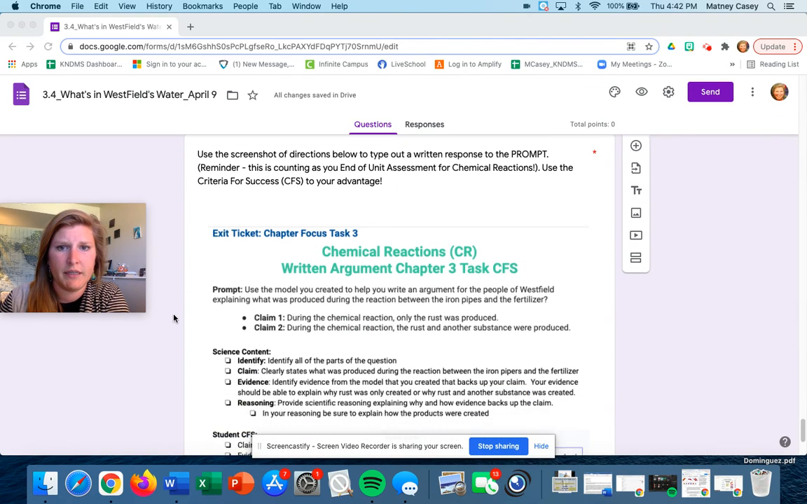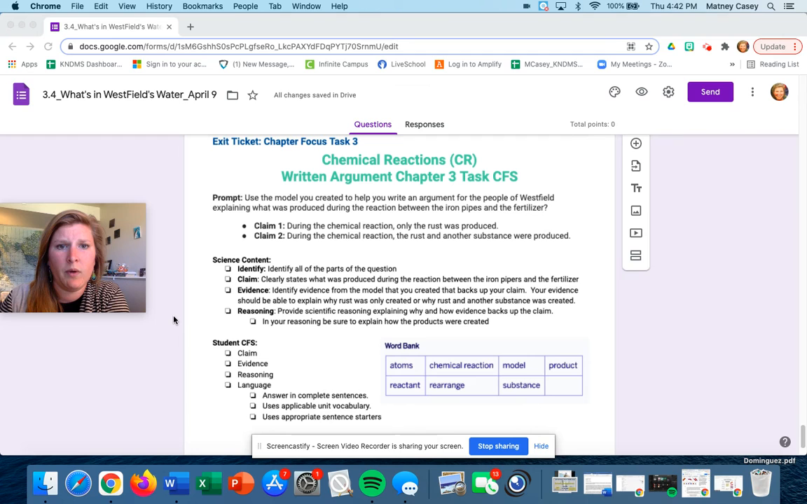This is your exit ticket. And if you're someone who doesn't want this read aloud to you, you can pause the video and move on with your lesson. If so, I'm just going to be reading the exit ticket out loud to you. On the next section, you'll have this prompt. Use the model you've created, which we just went over, to help you write an argument for the people of Westfield, explaining what was produced in the chemical reaction of the iron pipes and the fertilizer.